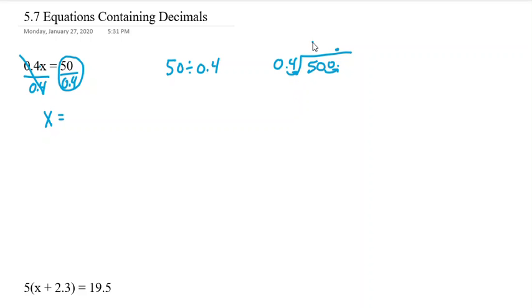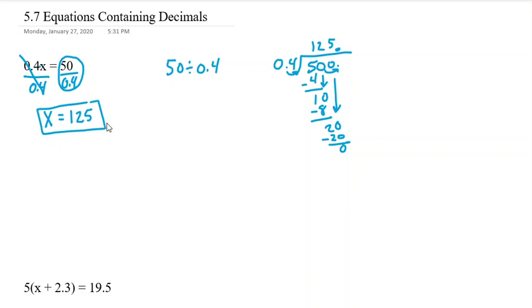4 goes into 5 one time. 1 times 4 is 4. 5 minus 4 is 1. Bring down the 0. 4 goes into 10 two times. 2 times 4 is 8. 10 minus 8 is 2. Bring down the next 0. 4 goes into 20 five times. 5 times 4 is 20. Subtract again. We get 0. Remainder 0, so we don't have anything after the decimal point. It's just 125, or 125.0.